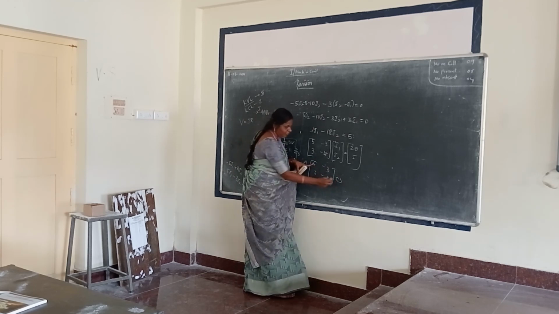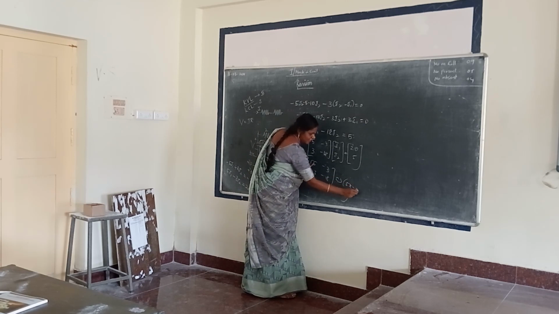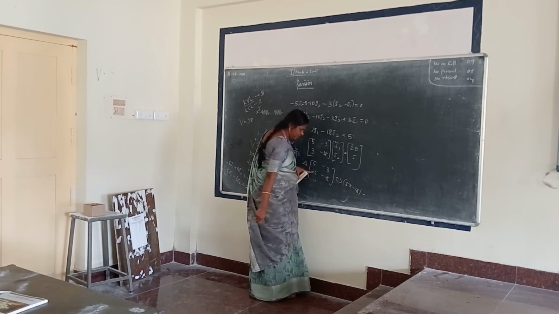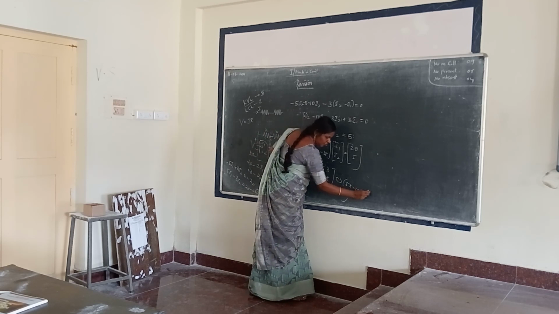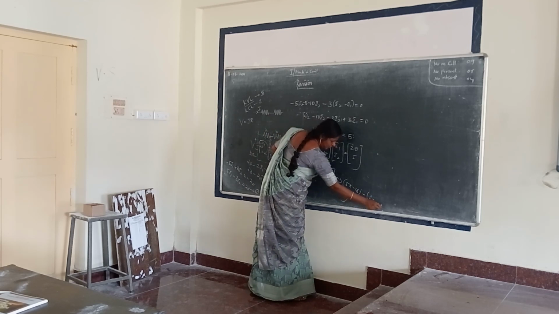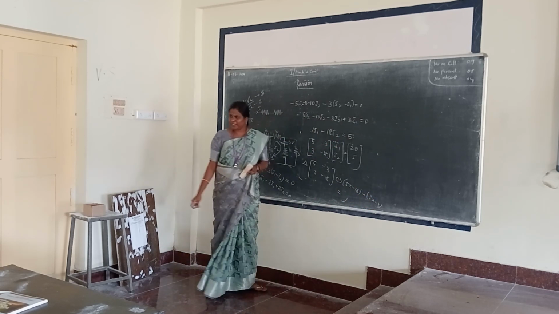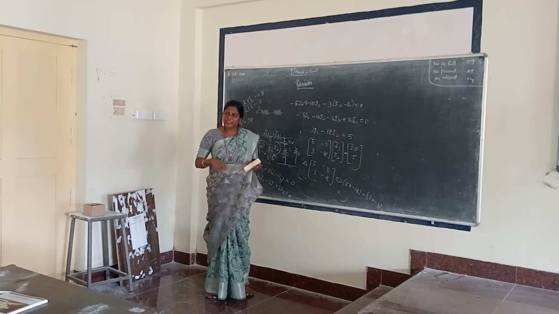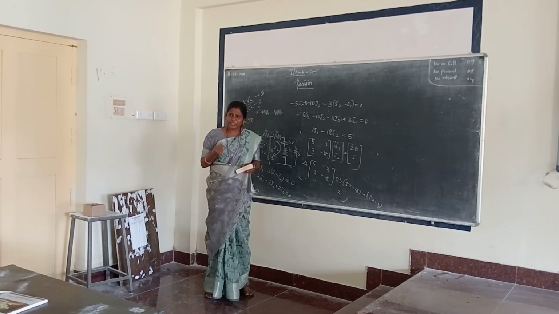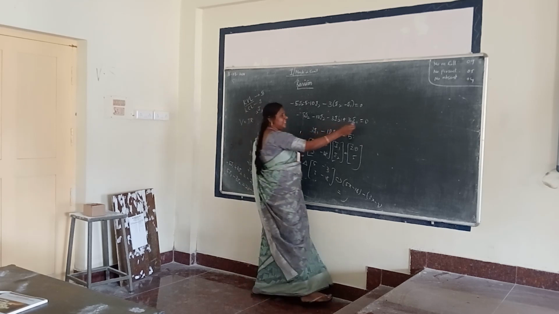How should we write del? 5 into minus 18, minus in the middle, right? 3 into minus 3. This is the del value. Okay? Then next, what should I do? I should put del into I1. What is del into I1?